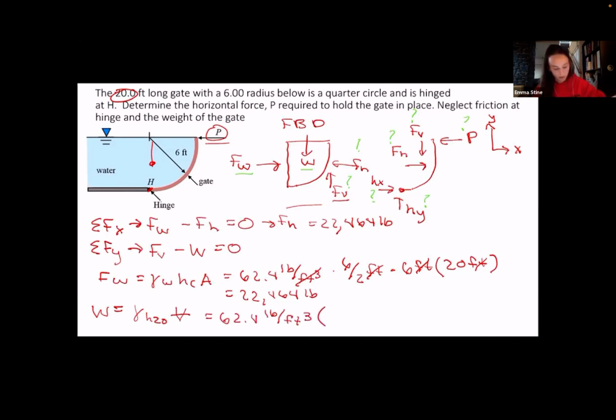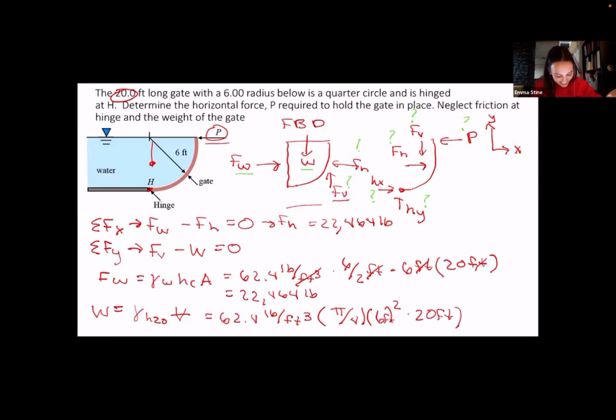And then the volume of the quarter circle. We have the diameter, so I'm going to do pi over 4 times 6 squared times, I hope I'm doing this right, times 20 feet, because that's the width. So that's my volume.